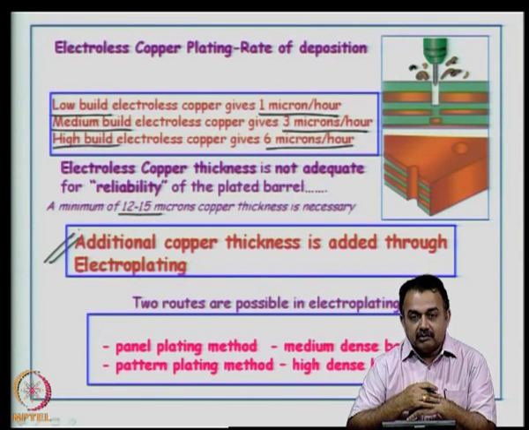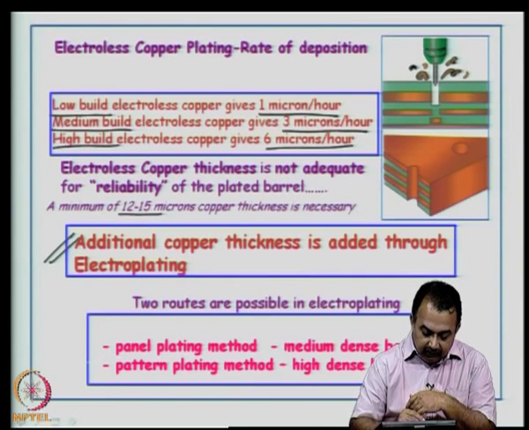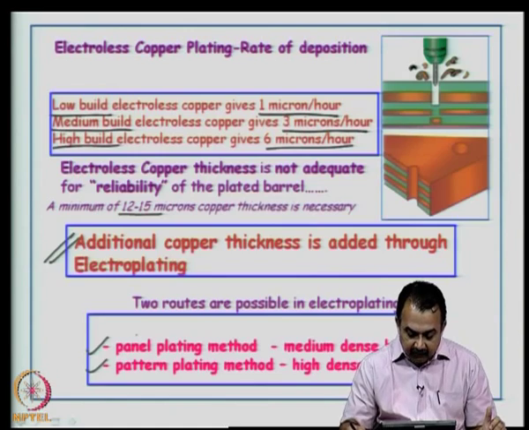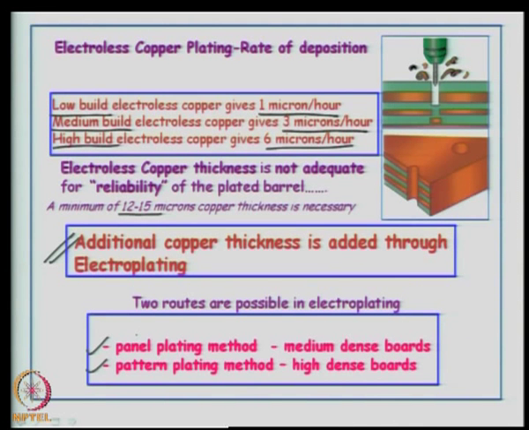Two routes are possible in electroplating. One is the panel plating method, the other is the pattern plating method. The panel plating method is used for medium dense board buildup, and the pattern plating is done for high density boards.